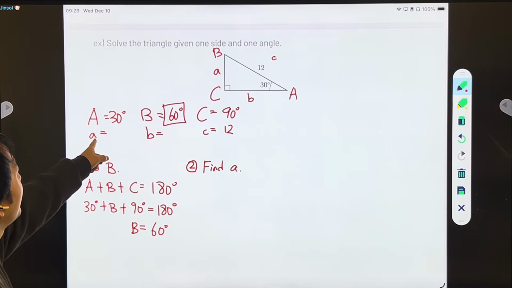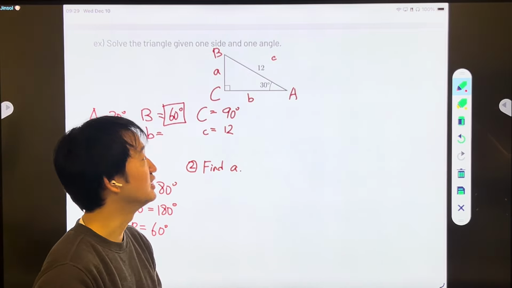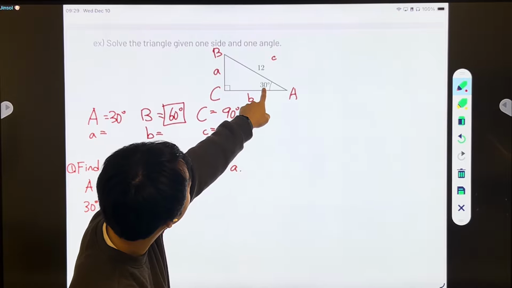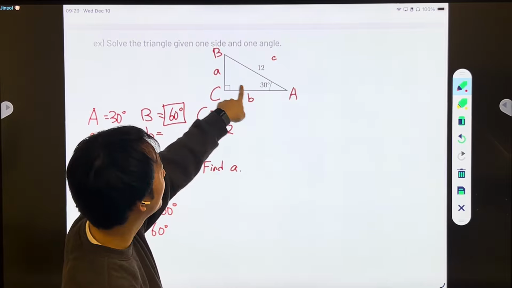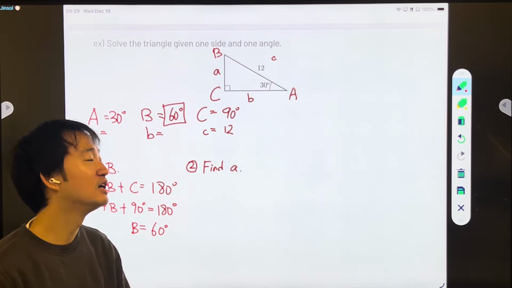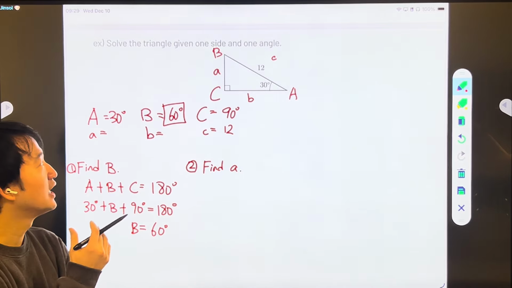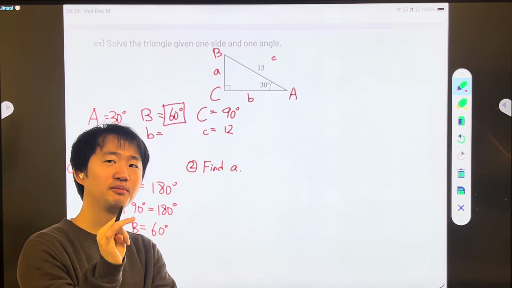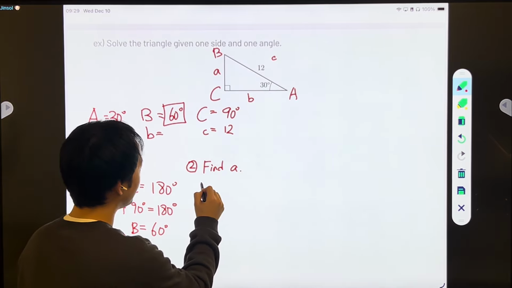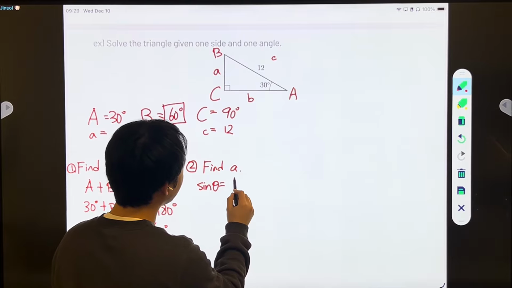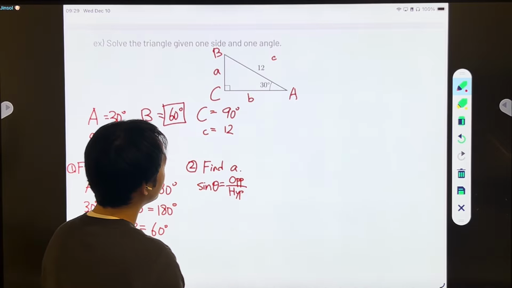In order to find the lowercase a, I want to use the angle A, 30 degrees, and the side c. So it means that from this angle, 30 degrees, my lowercase a is my opposite side. And I also know that the hypotenuse is 12. So which trig ratio uses the angle, the opposite side, and the hypotenuse? Well, I think it's pretty simple. It's a sine ratio. So let's write down the formula for the sine ratio. Sine theta is, SOHCAHTOA, the opposite over hypotenuse.